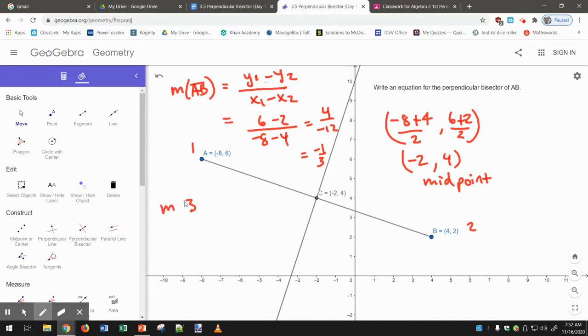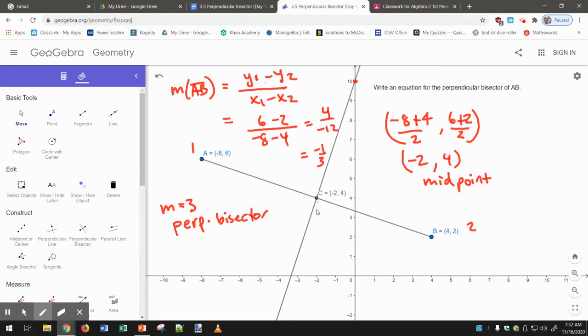So the slope of the perpendicular bisector would be +3, right? Because this line's going from left to right uphill. So then we take our slope and our midpoint, and we have to figure out what this y-intercept is, which I can see is 10.